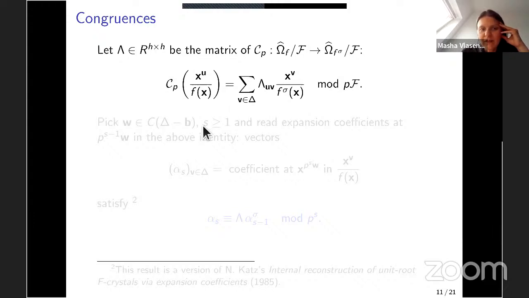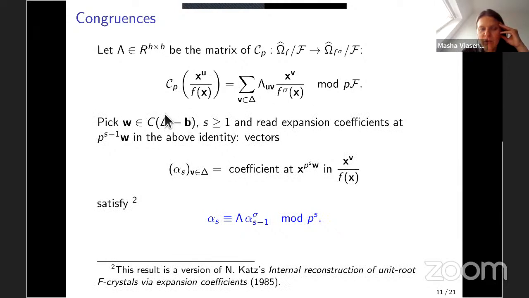And now we pick any vector in the cone in which the formal expansions are done, and read expansion coefficients at powers of p times this vector in the above identity. Due to the definition of formal derivatives, the result here will be divisible by p to the s. Here we get the following thing. If we define vector alpha_s indexed by integral points in delta as coefficients at x to the power p^s w in x^v divided by f, then these vectors satisfy the following congruences modulo p^s: alpha_s is congruent to lambda times alpha_{s-1}, with sigma, the Frobenius lift, applied to alpha_{s-1}.